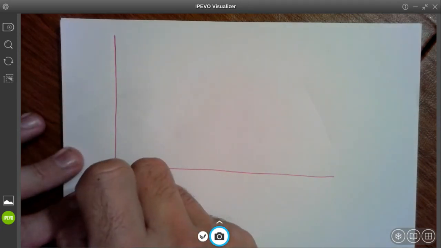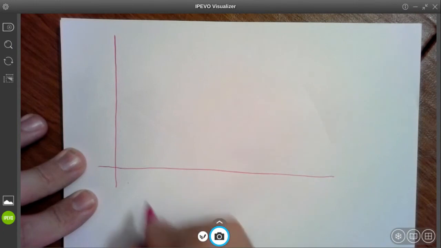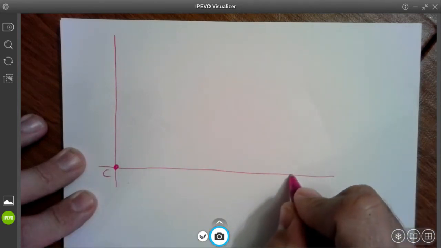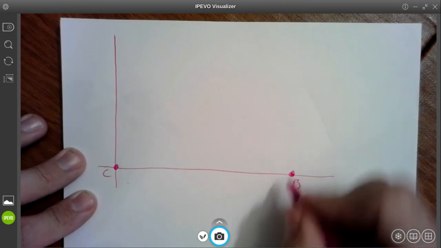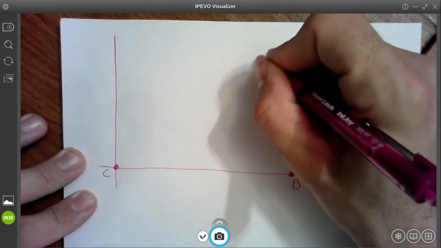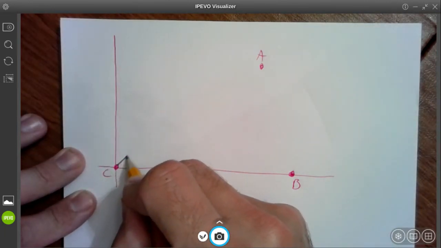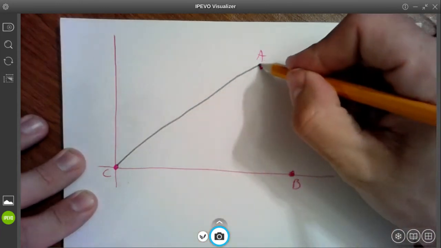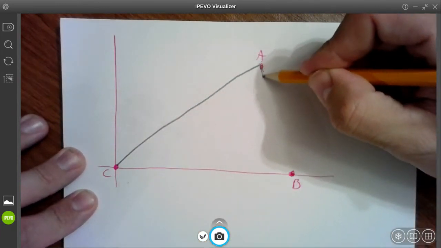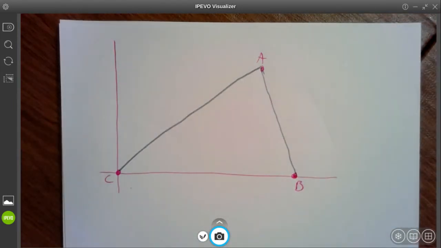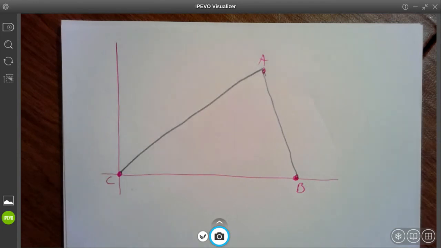We're going to consider the most generic triangle on Earth. This is going to be point C. Over here is going to be point B. And then up here is going to be point A. So this is a super generic triangle. We don't know much about it. We don't really care if it's a right triangle. This formula applies to right triangles, but it also applies to non-right triangles as well.